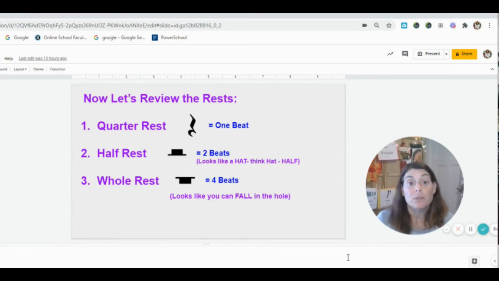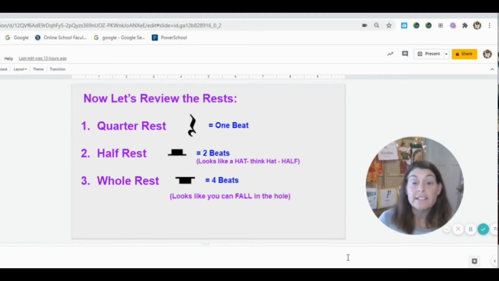Now we're going to review the rests, just because you can never review the rest enough. So quarter rest is 1 beat, and it looks like that swirly, swivelly line. The half rest, like I've told you before, is 2 beats. And to me, I think hat, half. It also takes up half the measure. So if you see anything else in the measure besides a rest, it has to be a half rest, just FYI. But also it sits on top of the line. So it looks like a hat, hat, half.